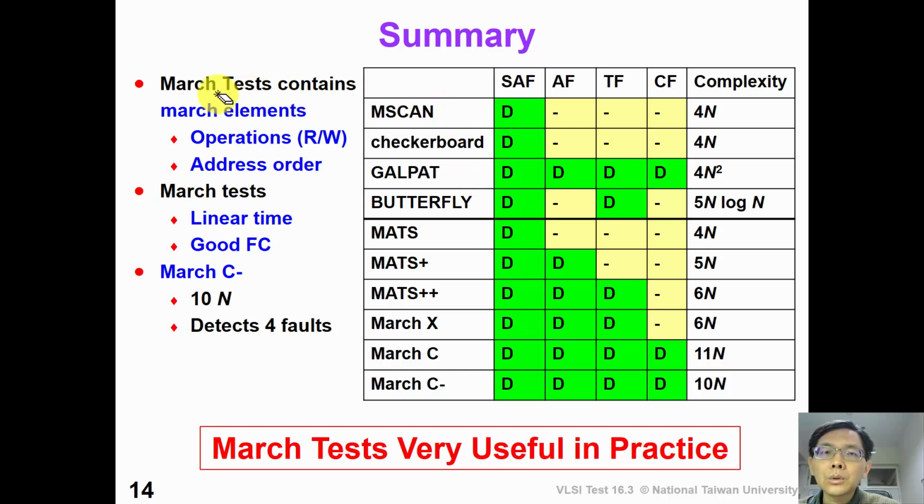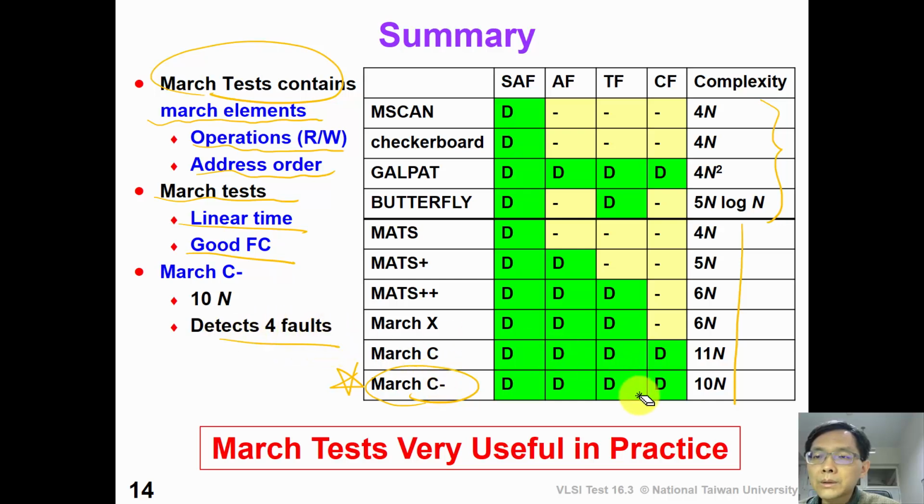In summary, in this talk, we introduced a very powerful test algorithm, the March test algorithm. A March test contains several March elements. In each March element, we have operations and the address order. The March tests are very good because they are linear time and the fault coverage is very good. Compared with the traditional test algorithms we introduced in the previous talk, the March algorithms are effective and their test time is linear. And the March C minus algorithm is the shortest algorithm that detects all the 4 faults, and its complexity is only 10n. So the March tests are very useful in production tests nowadays.